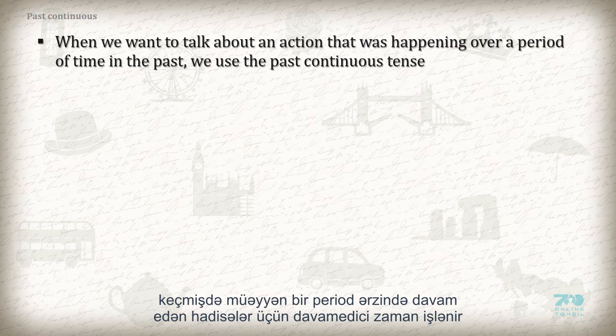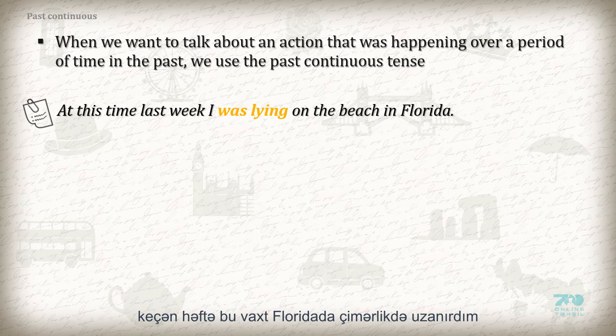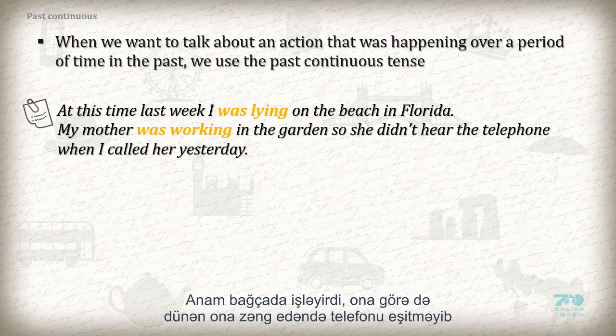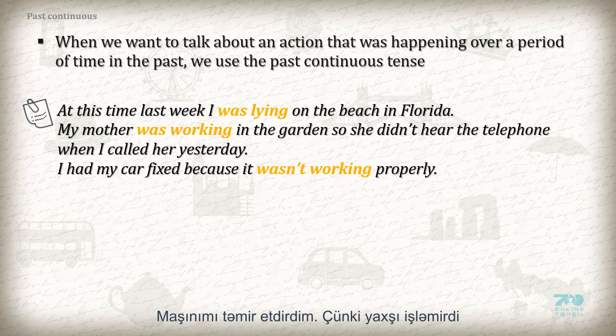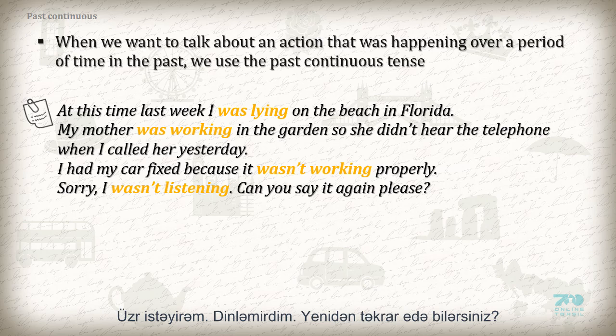When we want to talk about an action that was happening over a period of time in the past, we use the past continuous tense. Look at these examples. At this time last week, I was lying on the beach in Florida. My mother was working in the garden, so she didn't hear the telephone when I called her yesterday. I had my car fixed because it wasn't working properly. Sorry, I wasn't listening. Can you say it again, please?